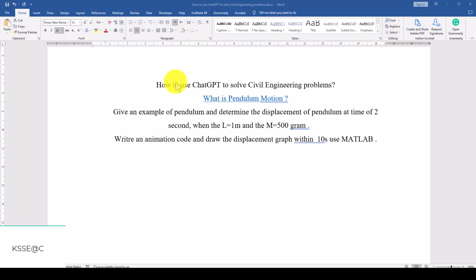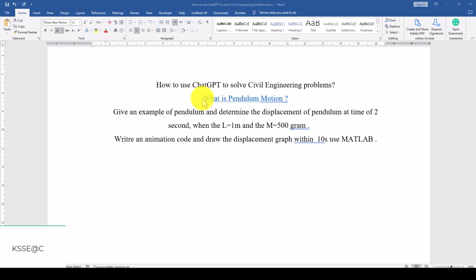Hello everyone. This is another tutorial from the series of ChatGPT to solve civil engineering problems. In this problem, we're also discussing a fundamental problem which is called pendulum motion. This is actually in physics and also some other mechanical devices, and it's obvious that we are familiar with the pendulum motion.